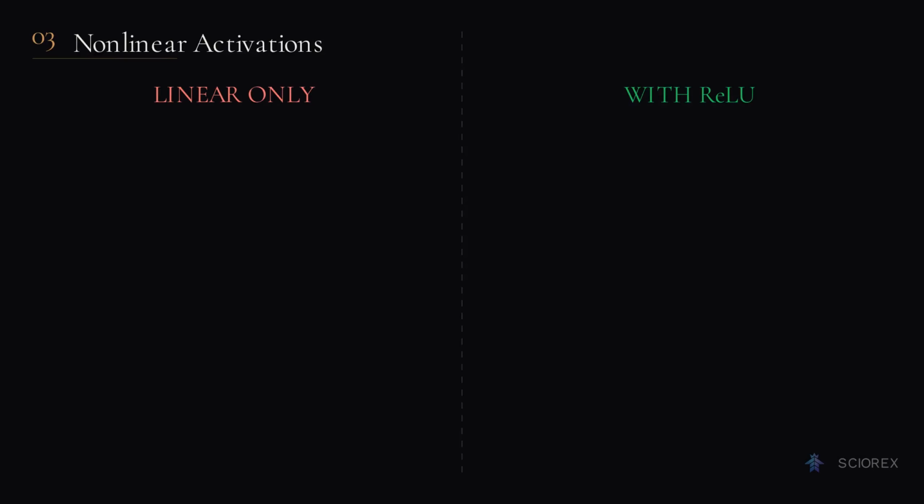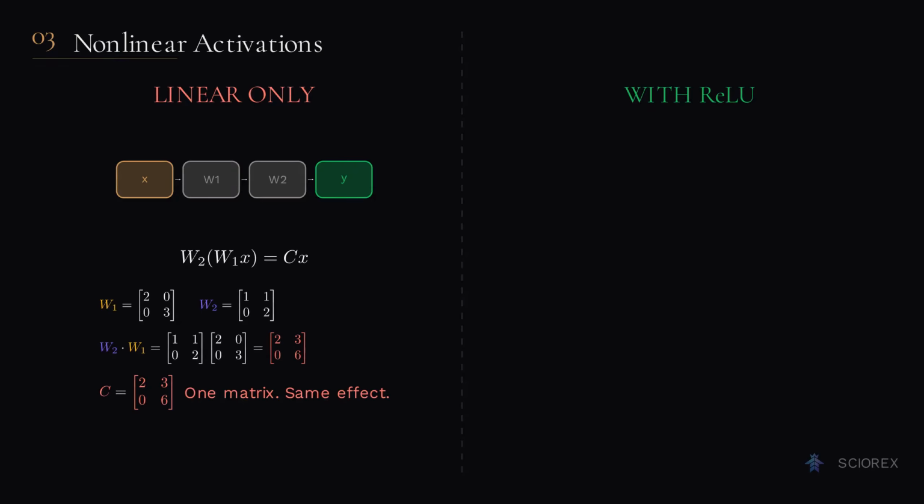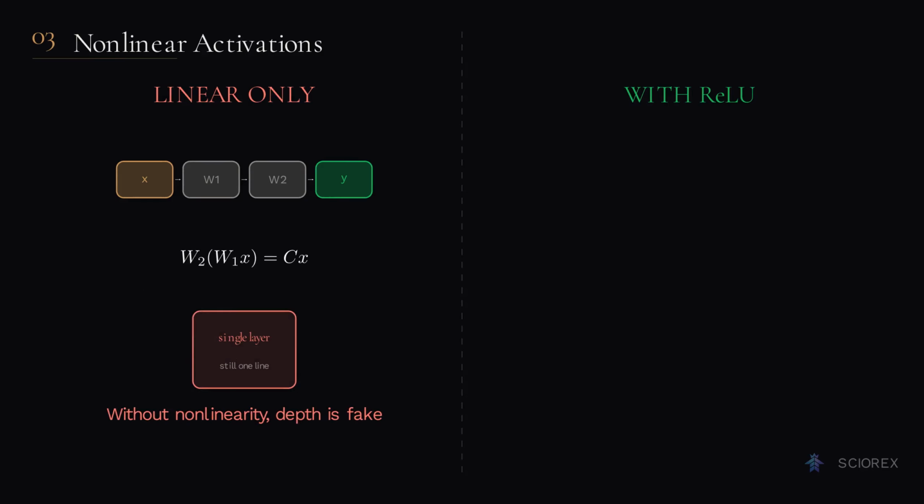Here's a subtle but important fact. If every layer is just a weighted sum with no activation function, the whole network collapses. Two linear layers in a row are mathematically equivalent to one linear layer. No matter how many layers you stack, the result is still a single linear transformation. You'd be back to one straight line, no better than a single neuron. This is why nonlinear activation functions are essential. They're the ingredient that makes depth meaningful.